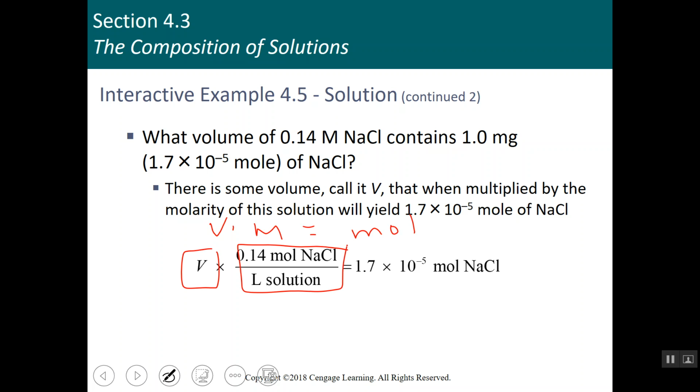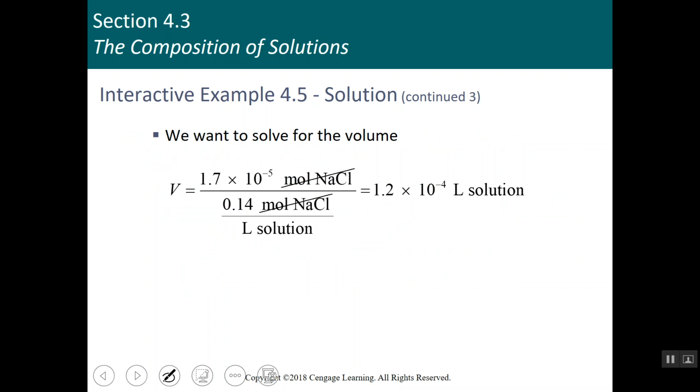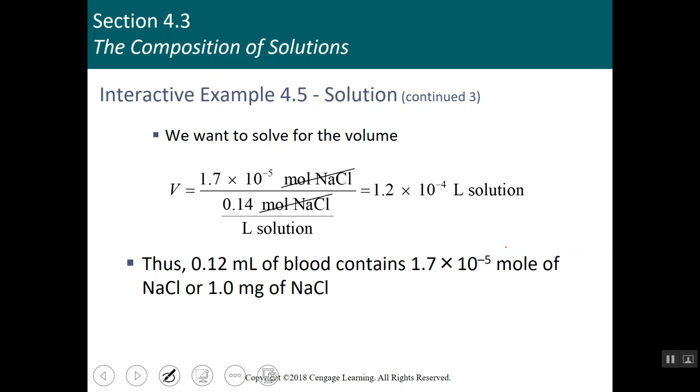Here's molarity, just written a little bit differently. And then here's our number of moles that we just solved for. Divide that out, we end up needing 1.2 times 10 to the 4th liters of solution. So 0.12 milliliters of blood contains 1.7 times 10 to the negative 5th moles of sodium chloride, or 1 milligram of sodium chloride.